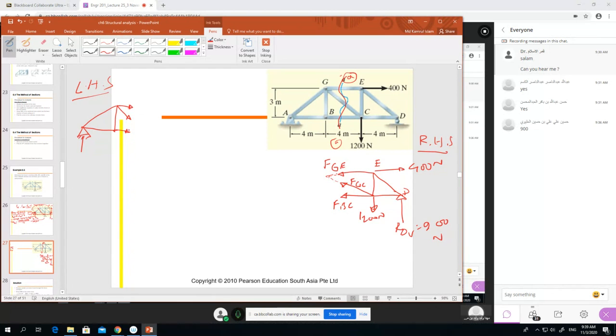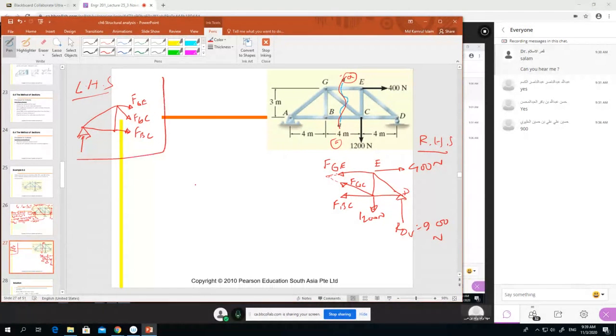Remember, it must be on both sides. When you draw the free body diagram, the cut section must have the opposite direction for equilibrium. GC, right, and FBC. Okay, so let's just start with the right hand side.